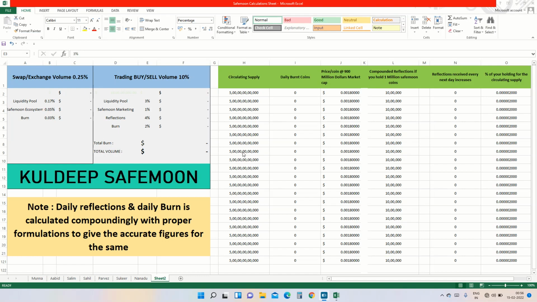We have been talking about having 1 billion of volume per day, right? Now, what is going to be the scenario after having that kind of volume? The amount of compounding reflections we'll be having, and the amount of compounding burn that will affect the reflections. Ultimately, they all correlate to each other.